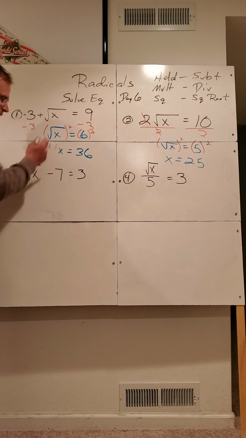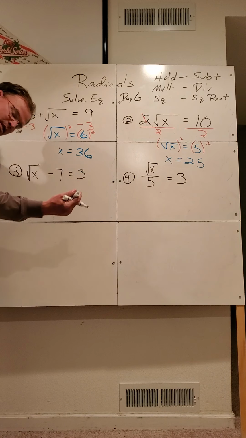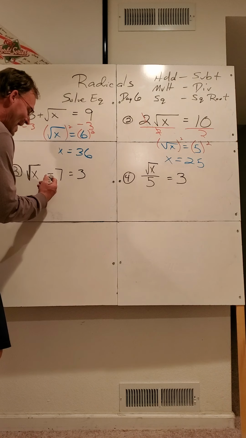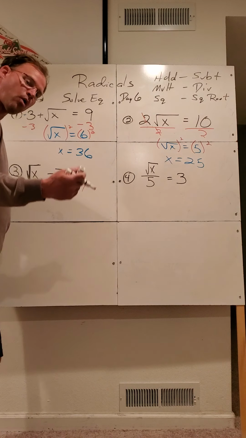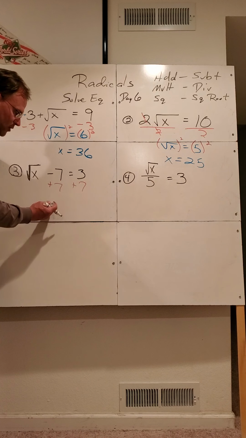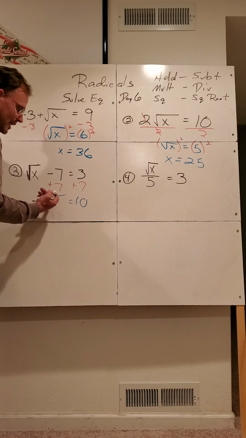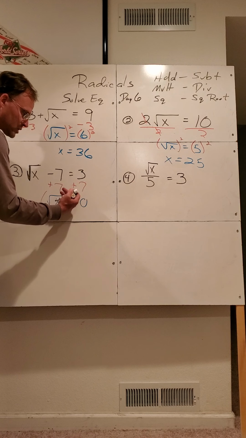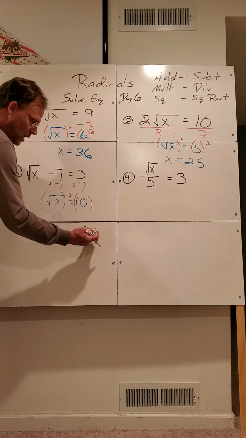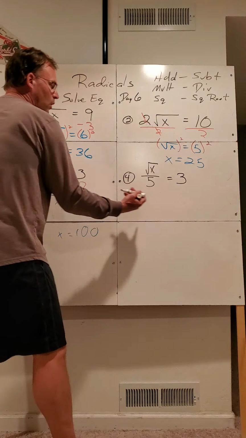Here we go. Square root of x minus 7. I got to get the square root of x by itself. How am I going to do it? You said it. I'm going to add 7 to both sides of the equation. So here we go. Plus 7 minus 7, that's 0. The only thing left over here is the square root of x. 3 plus 7 is 10. Square both sides. X equals 100. You know it.